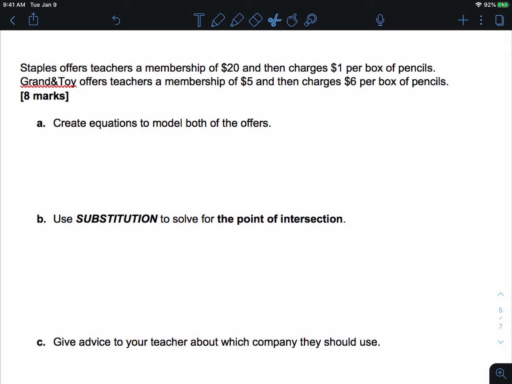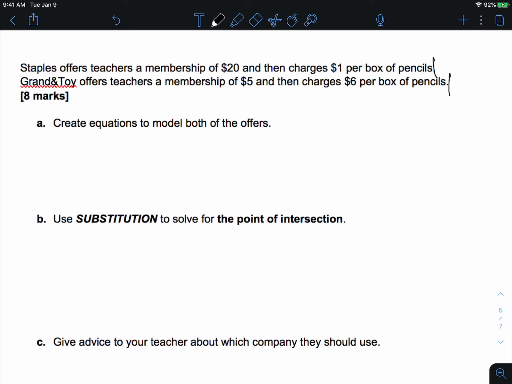Staples offers teachers a membership of $20. So if I were to go to Staples, I could pay $20, and then it charges $1 per box of pencils. Okay, there's information there. Then Grand & Toy, a different store, offers teachers a membership of $5, way cheaper, but charges $6 per box of pencils.